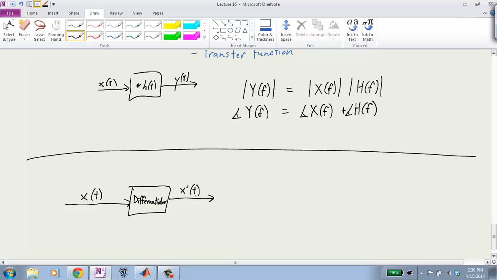Let's address both of them separately. Is it linear? Well, it is linear, because we know that if we have a x1 of t plus b x2 of t, and we take the derivative, that just equals a x1 prime of t plus b x2 prime of t. Okay, and that's just saying take the derivative of each separately, then combine them. So yes, it's linear. And it's time invariant as well.